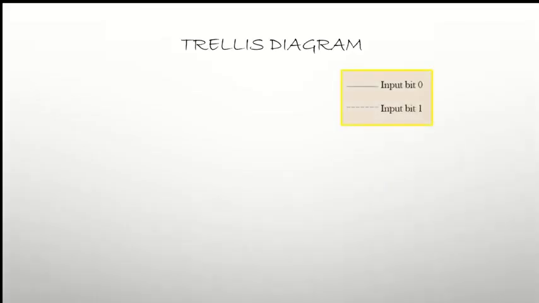So basically, trellis diagram contains two things. One is the input message bit 0 and the input message bit 1. So these are represented like 0 is represented as a solid line and 1 is represented as dotted line. And in trellis diagram we have two states. One is present state, another one is next state. So we'll start with present state A.